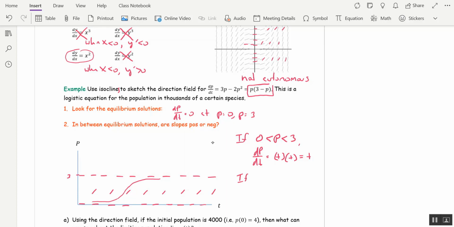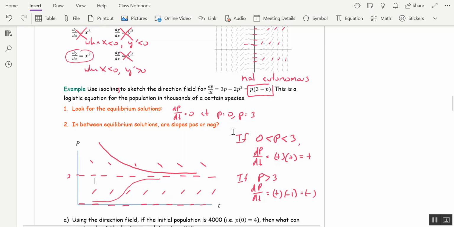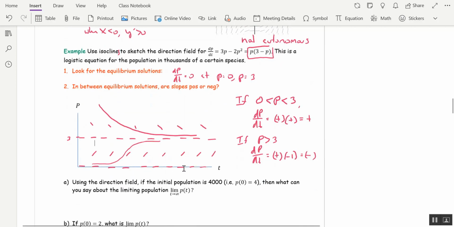All right, and then let's see what happens up here. Pick a value bigger than 3. P larger than 3, then dp/dt is going to be a positive, and then 3 minus p, if p is bigger than 3, will be a negative. So we'll have a negative. So slopes along here will be negative. And so solutions are going to have negative slope. So they're going to come down like that. Okay, let's answer some questions based on that direction field.